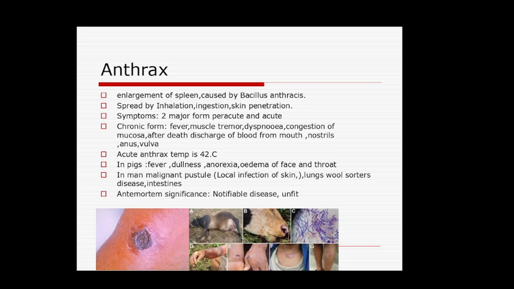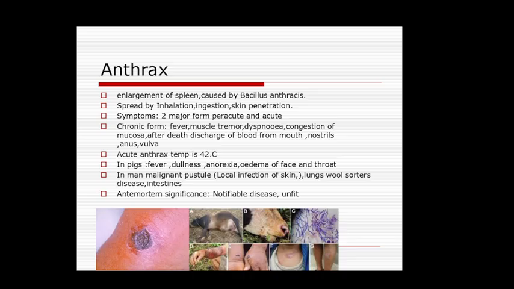Next we have anthrax. Anthrax is caused by Bacillus anthracis and causes enlargement of the spleen. It is spread by inhalation, ingestion, and skin penetration. There are two forms, peracute and acute. In the peracute form, fever, muscle tremor, dyspnea, congestion of mucosa, and after death, discharge of blood from mouth, nostrils, anus, and vulva. In acute anthrax the temperature is 42 degrees Celsius.